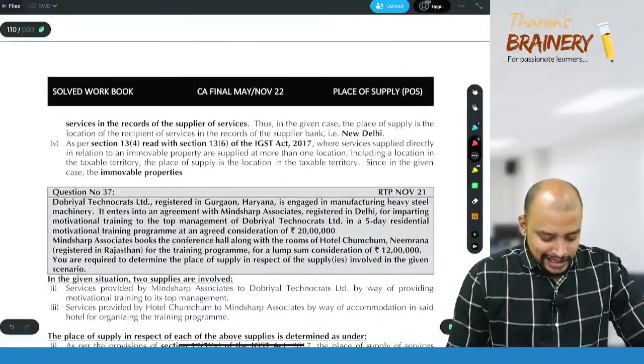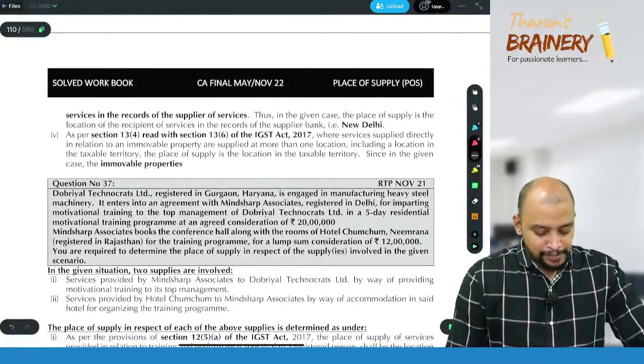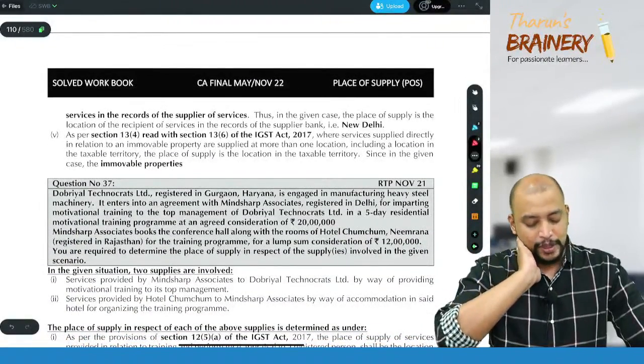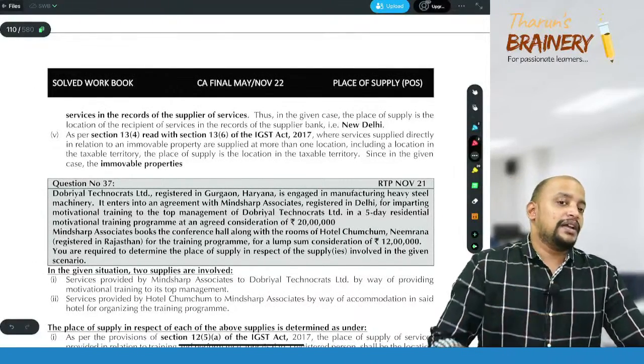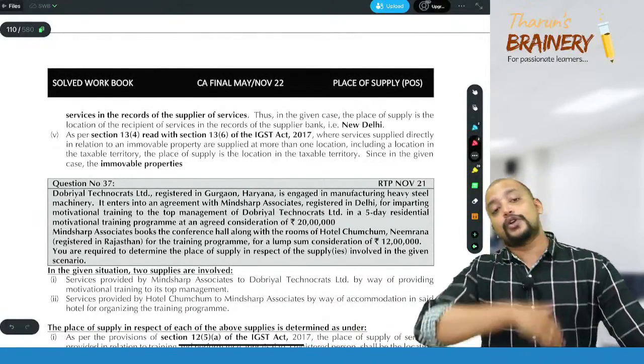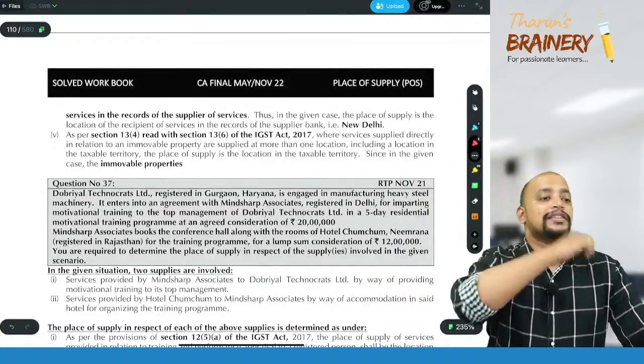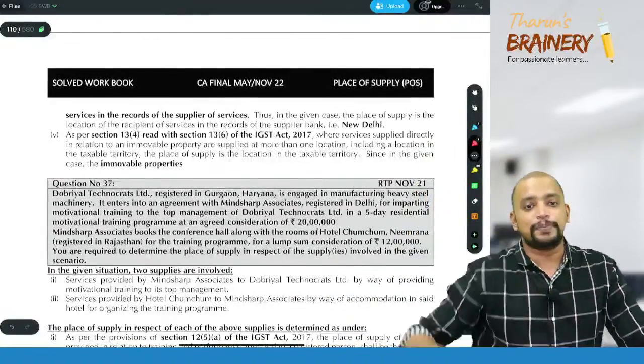So here it is, place of supply, location of immovable property, like that they stop, because the question is about place of supply. But if the question is talking about taxability, then you should have brought this 13.6 into the picture.